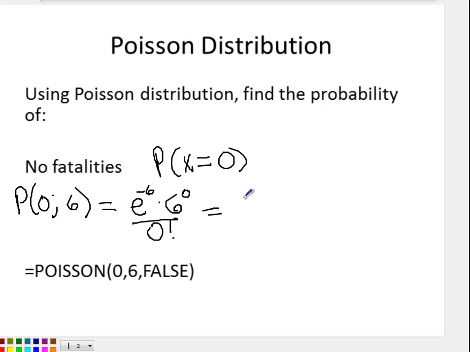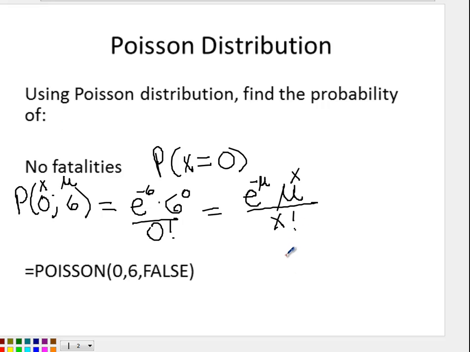So let me rewrite the formula so you can see how we plugged it in. This is x, this is mu. So this would be e to the negative mu, this would be mu to the x, and this would be x factorial. So that's the formula. I just plugged the numbers in.